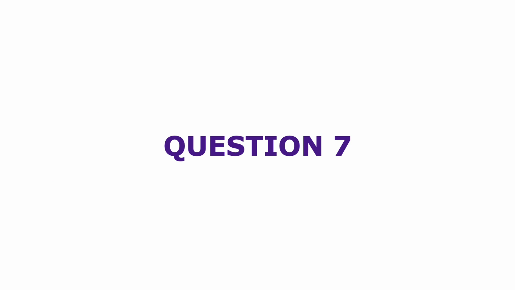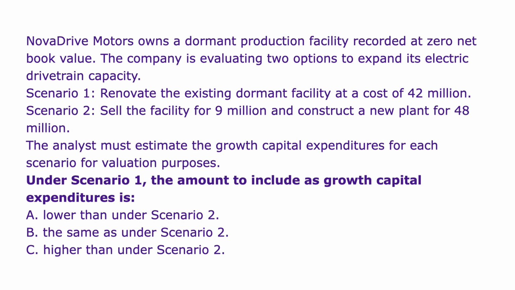Question 7. Nova Drive Motors owns a dormant production facility recorded at zero net book value. The company is evaluating two options to expand its electric drivetrain capacity. Scenario 1. Renovate the existing dormant facility at a cost of $42 million. Scenario 2. Sell the facility for $9 million and construct a new plant for $48 million. The analyst must estimate the growth capital expenditures for each scenario for valuation purposes.